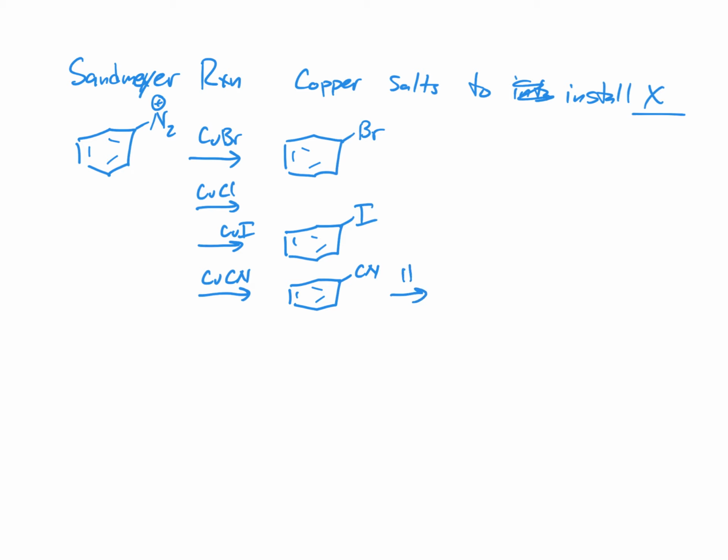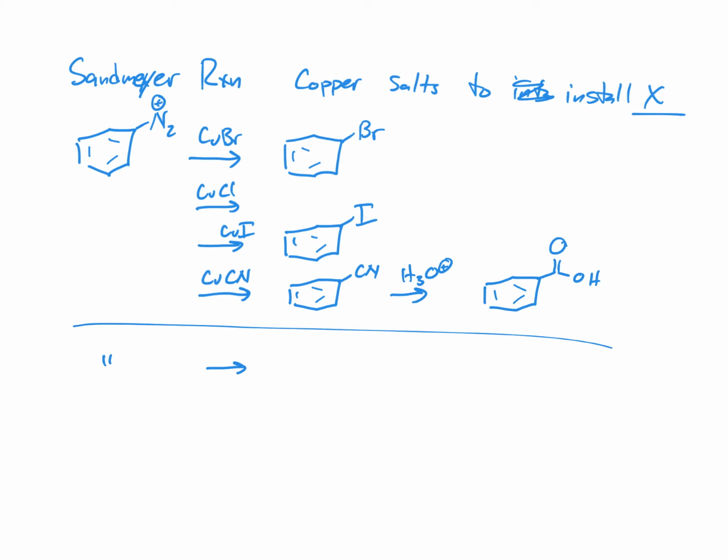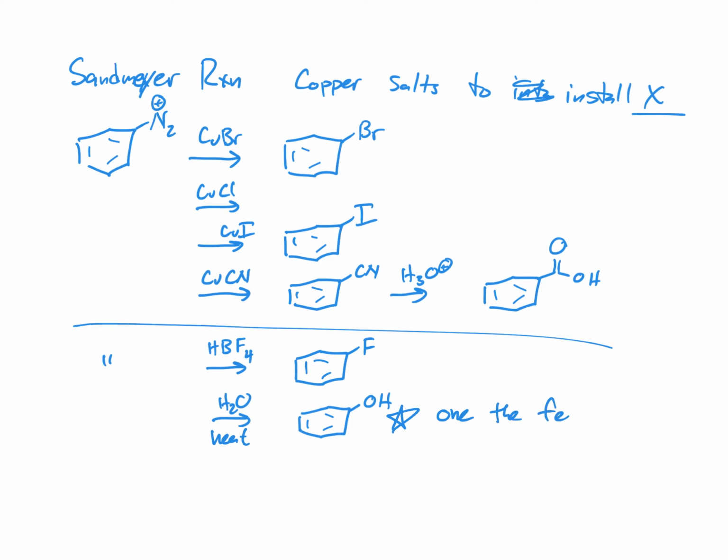One thing we could do, of course, is just to hydrolyze with acid and water to produce benzoic acid. Now we know other ways to make benzoic acid, but this would be one method that's available to us. Other options, which don't involve copper salts, using the same aryldiazonium, would be the installation of a fluoride, which also is a new reaction. HBF4 basically installs fluoride in place of the N2. We could actually install an OH group using water and heat. And I think this is a key reaction because it's one of the few ways we know of to install OH.